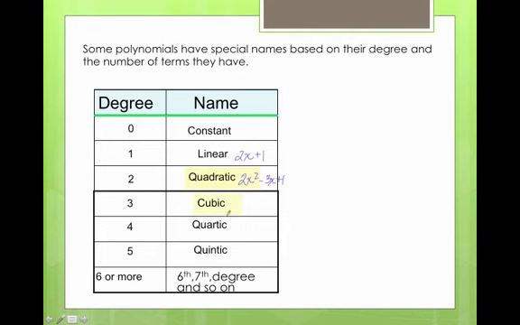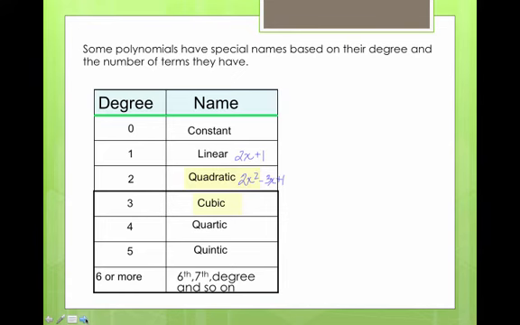Cubic is going to have a degree of 3. A quartic is a degree of 4. Quintic is a degree of 5. After we hit 5, we just call it by the number of the degree. So 6th degree, 7th degree, 12th degree, whatever it might be. The ones we are going to be looking at most frequently are these right here. We've been studying linear since the beginning of this year. We're about to move into quadratics. And while we won't study cubics, you'll be expected to know the definitions of all of these and be able to identify a polynomial by its degree.